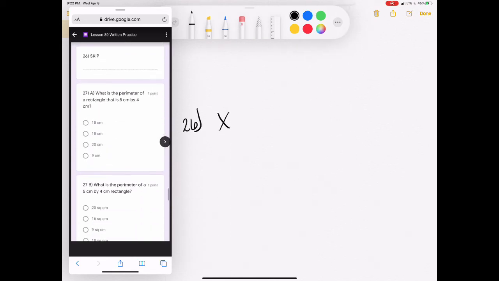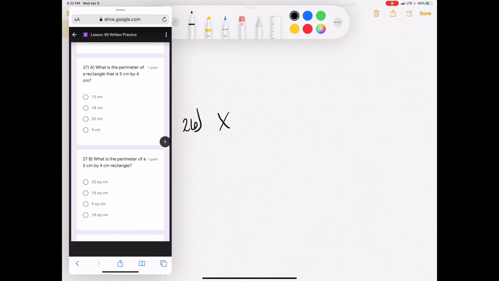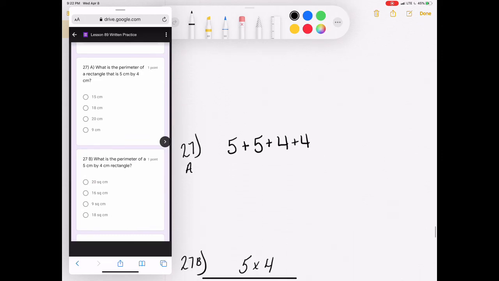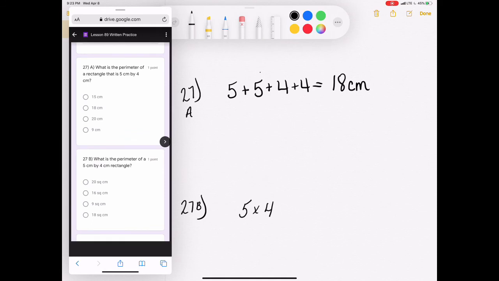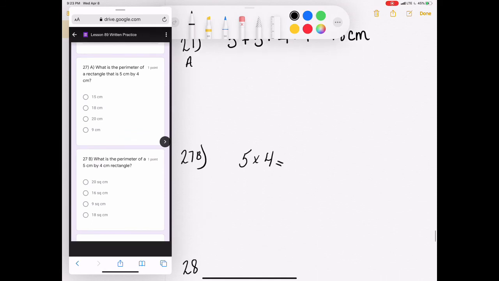26, skip. 27. Find the perimeter of a rectangle that's 5 by 4. Remember, there are 2 sides that are 5, 2 sides that are 4. Add them all together, and you get 18. 18 centimeters. Area, 27b. It's multiplication. 5 times 4 is 20. And that is square centimeters.